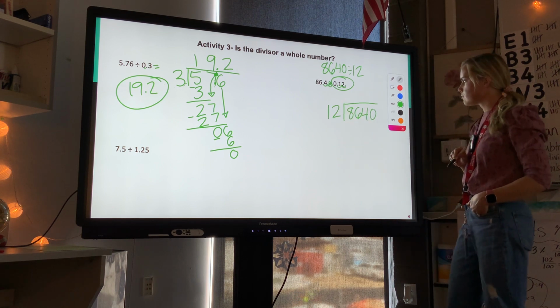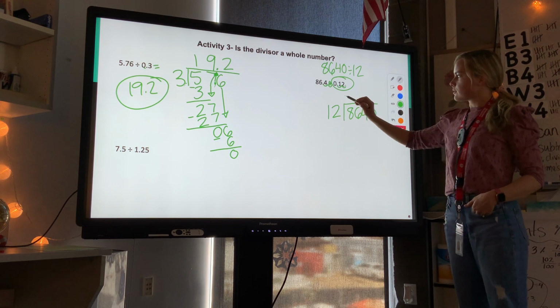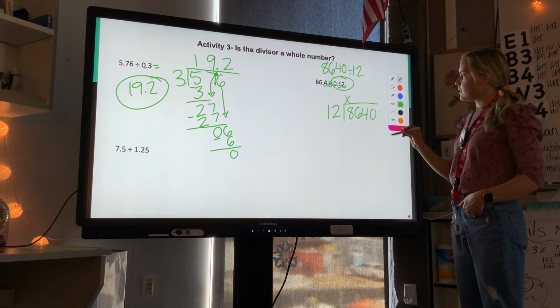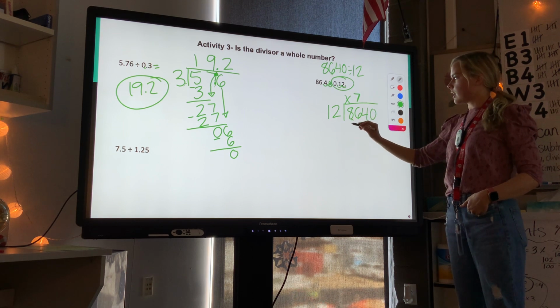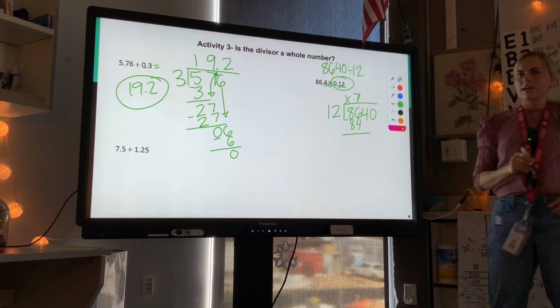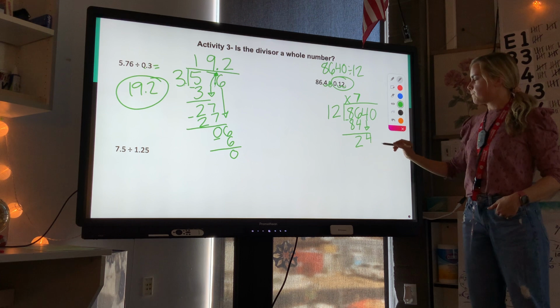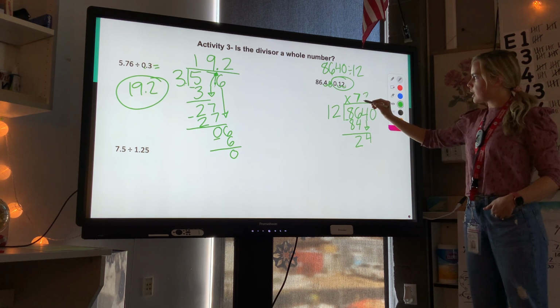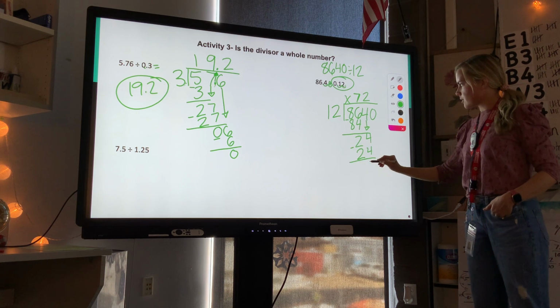8,640 divided by 12. Okay. So 12 doesn't go into 8. 12 goes into 86 7 times. 7 times 12 is 84. So then I'm going to subtract. 6 minus 4 is 2. Bring down the 4. 12 goes into 24 2 times. 2 times 12 is 24. Subtract and I get 0.